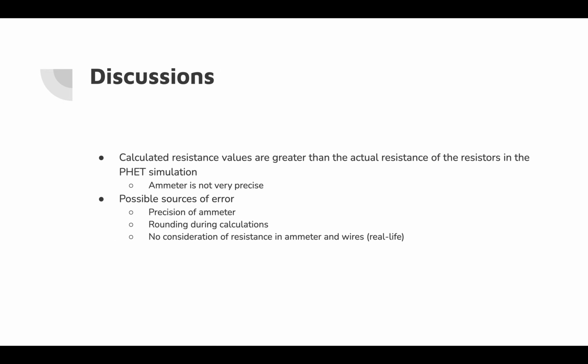Calculated resistance values are greater than the actual resistance of the resistors in the PHYS simulation, because ammeters are not very precise. Possible sources of error are the precision of the ammeter, rounding during calculations, and no consideration of resistance in ammeters and wires in real life.